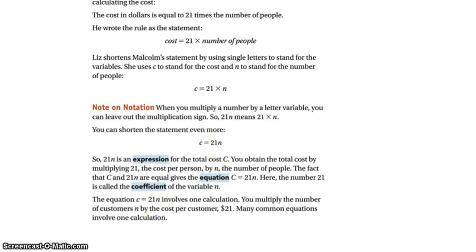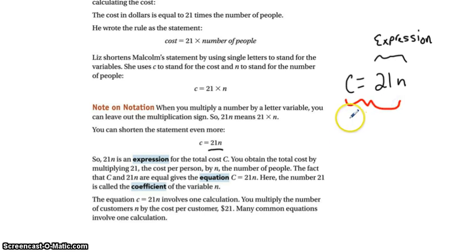Now, 21N, this part right here, is called an expression. So if we look at C equals 21N, this part of it is the expression part. What we have here is the expression of the equation. Again, it becomes an equation when we throw the equal sign in. So the whole thing with the equal sign would be the equation.